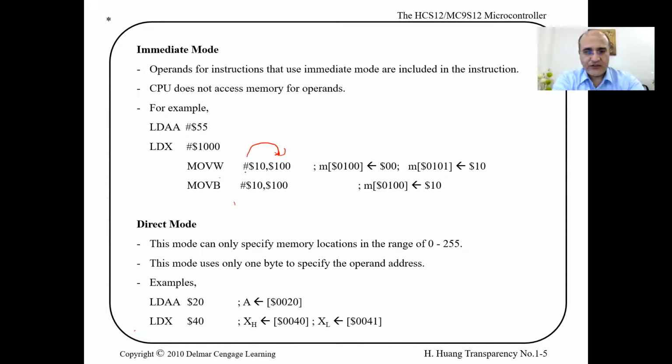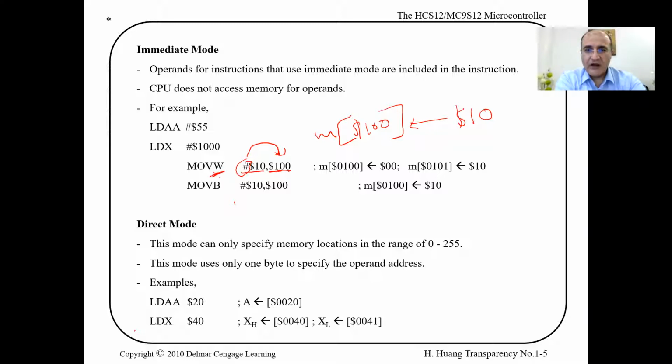Now the source is an immediate number because this number sign is there, and I want to move it to somewhere with no number sign. Something with no number sign is a memory location. So this is telling us to move 10 hex directly into the memory location of address 100. But I'm telling it to move what?